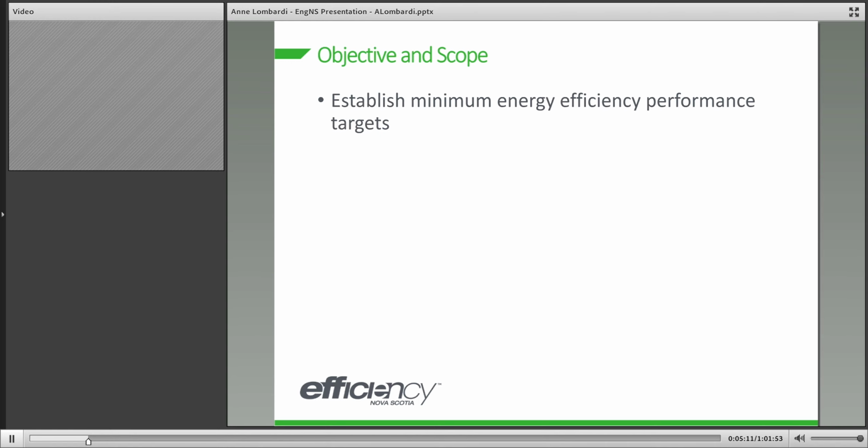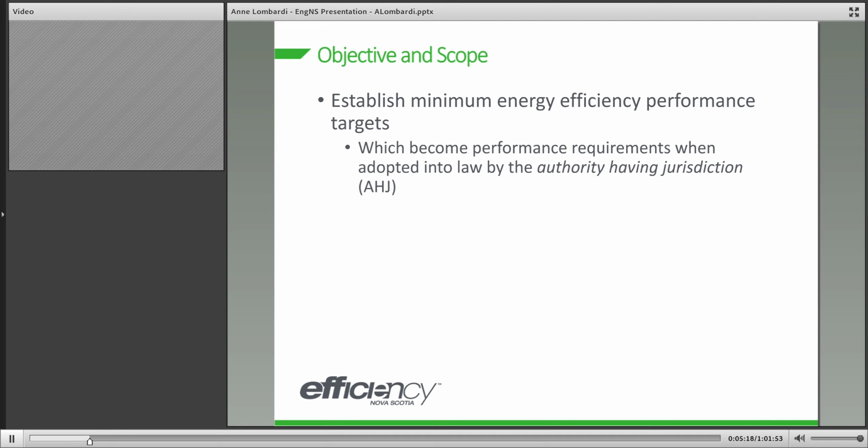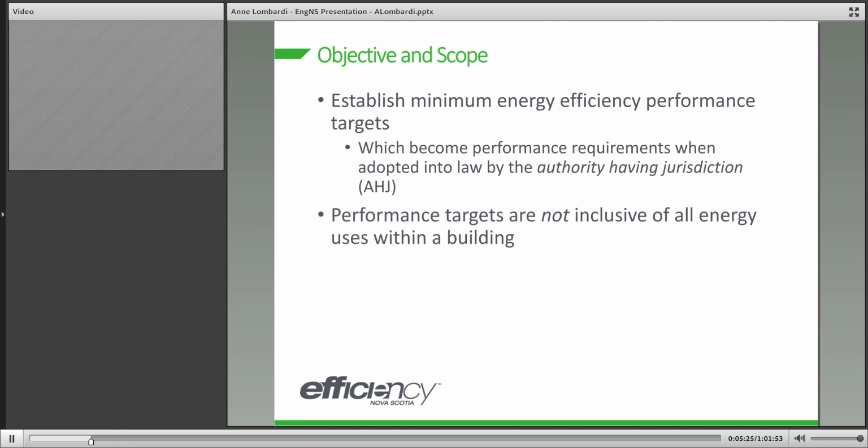The objective of the code is to establish minimum energy efficiency performance targets. The targets become requirements when they're adopted into law by the authority having jurisdiction, which is provinces or municipalities. The scope of the code is not inclusive of all energy uses in a building. It's primarily looking at HVAC, lighting, service water heating, and a couple of other things. But there are lots of energy uses in a building that aren't necessarily covered by the NECB.